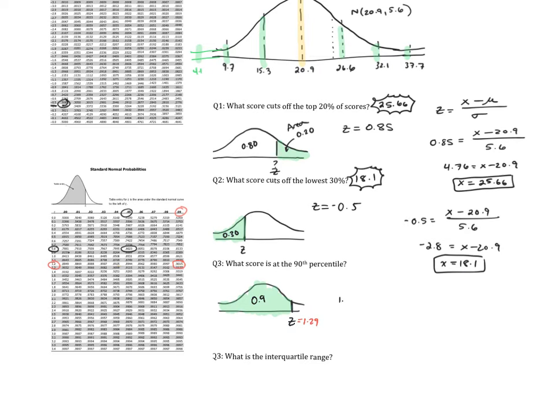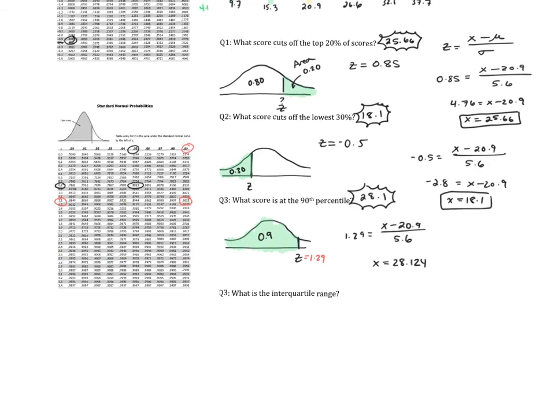And now I don't want that score standardized. I'm going to unstandardize by plugging it into my z-score formula and solving. 1.29 times 5.6 plus 20.9 is 28.124. So if you got a 28.1 on the ACT, you're at the 90th percentile. And I think I actually looked this up. This is actual data from like last year.